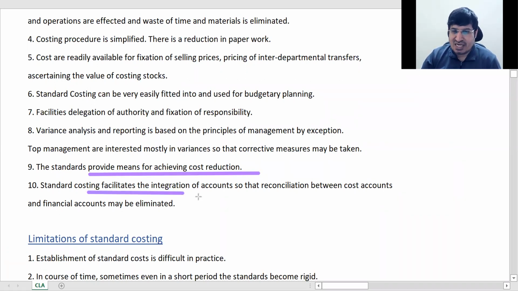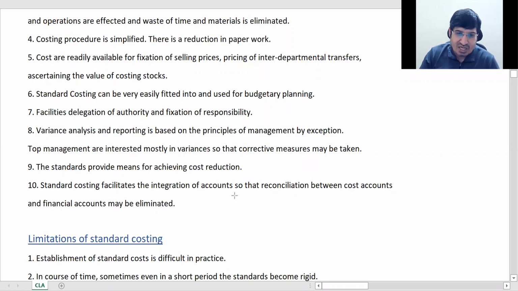Standard costing facilitates the integration of accounts. We're talking about integration of cost and financial accounts. If integration happens, then there is no problem of reconciling. It helps in integration, and you can do away with reconciliation because of that, because you are using only one cost.